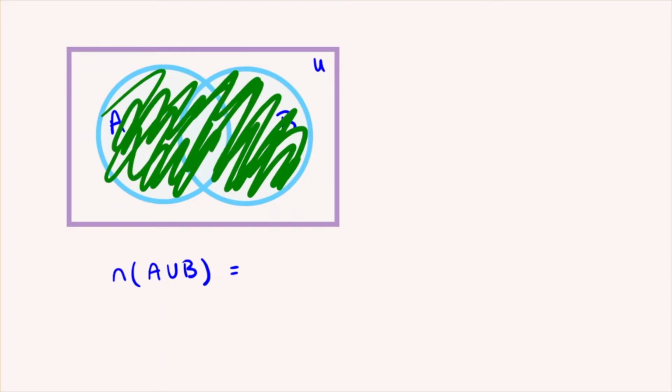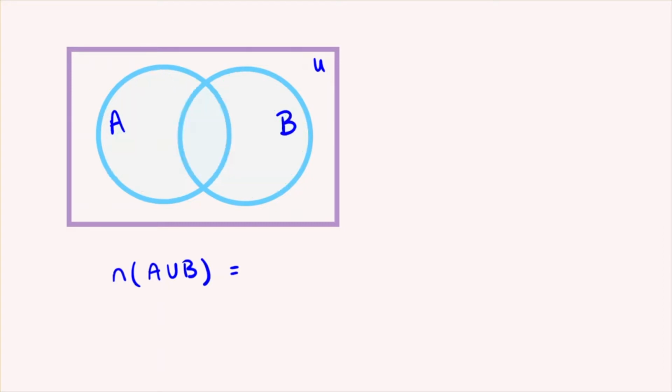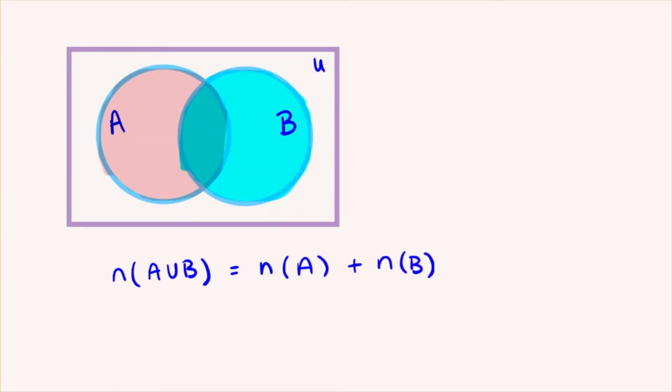The number of elements in A union B is the number of elements in A, which I'll shade here, plus the number of elements in B, which we'll shade. And notice when I shaded the number of elements in B, do we see that this middle section that is shared by A and B got counted both in the number of elements in A and then counted again in the number of elements in B, which is why the formula continues to say minus the number of elements in A intersect B.